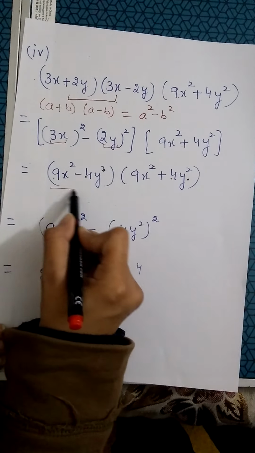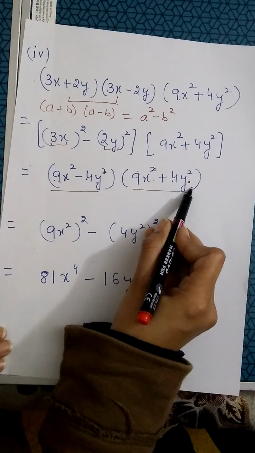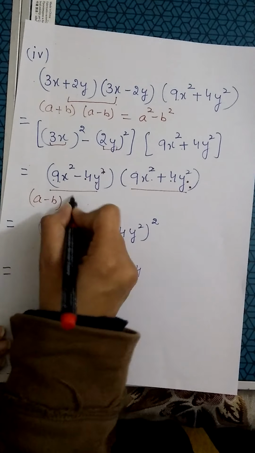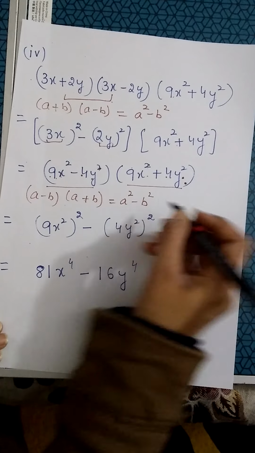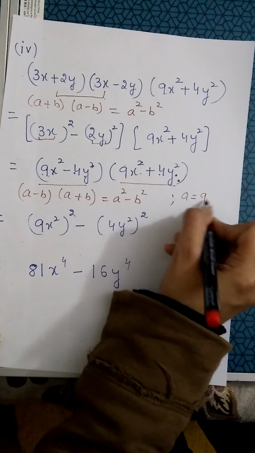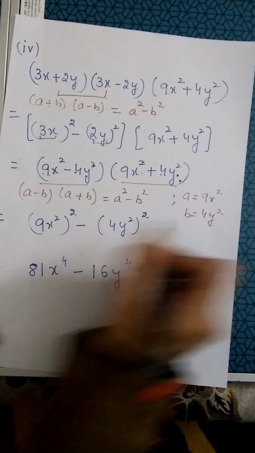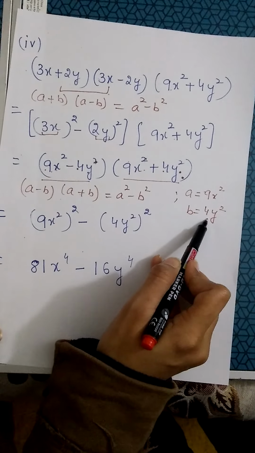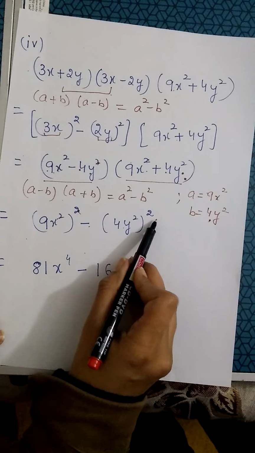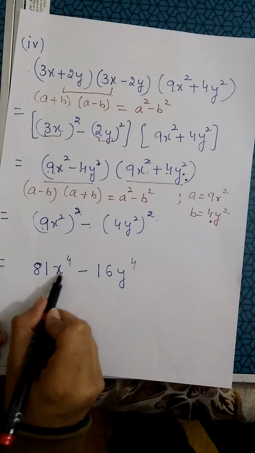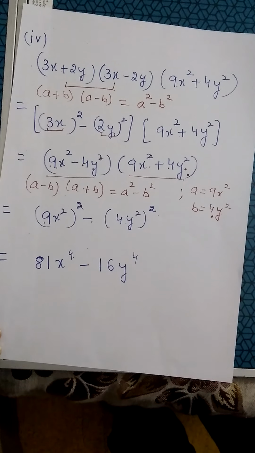We can see we are having an identity here again. (a minus b) into (a plus b), which is equal to a square minus b square. In this case, a is 9x square and b is 4y square. When I apply the identity, I will get (9x square) whole square minus (4y square) whole square, which is equal to 81x raised to power 4 minus 16y raised to power 4.